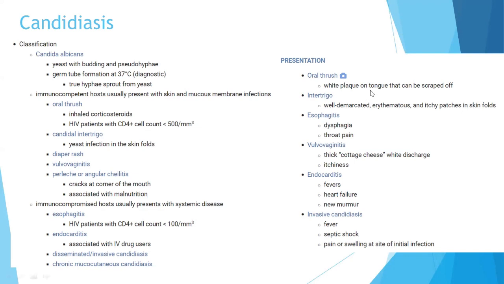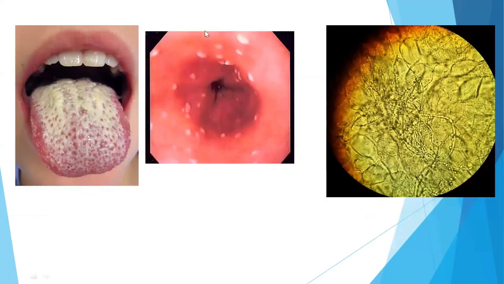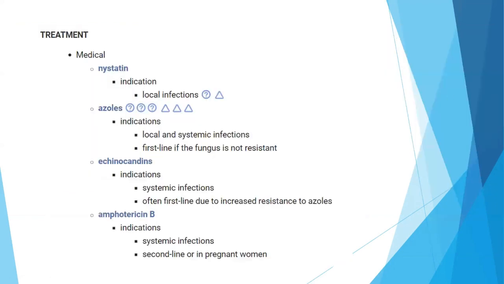Oral thrush is white plaque on the tongue that can be scraped off. So the question will just mention that there are some white lesions which can be scraped off. That is the characteristic feature of candidiasis and may sometimes be the only clue to answer the question. Intertrigo is a well-demarcated erythematous and itchy patch on skin folds. Esophagitis may cause dysphagia and throat pain. Here you can see this is oral thrush, this is esophageal candidiasis, and this is the microscopic picture of the candida. The treatment is nystatin and azoles, which are indicated for local and systemic infections, and generally the first line if the fungus is not resistant.